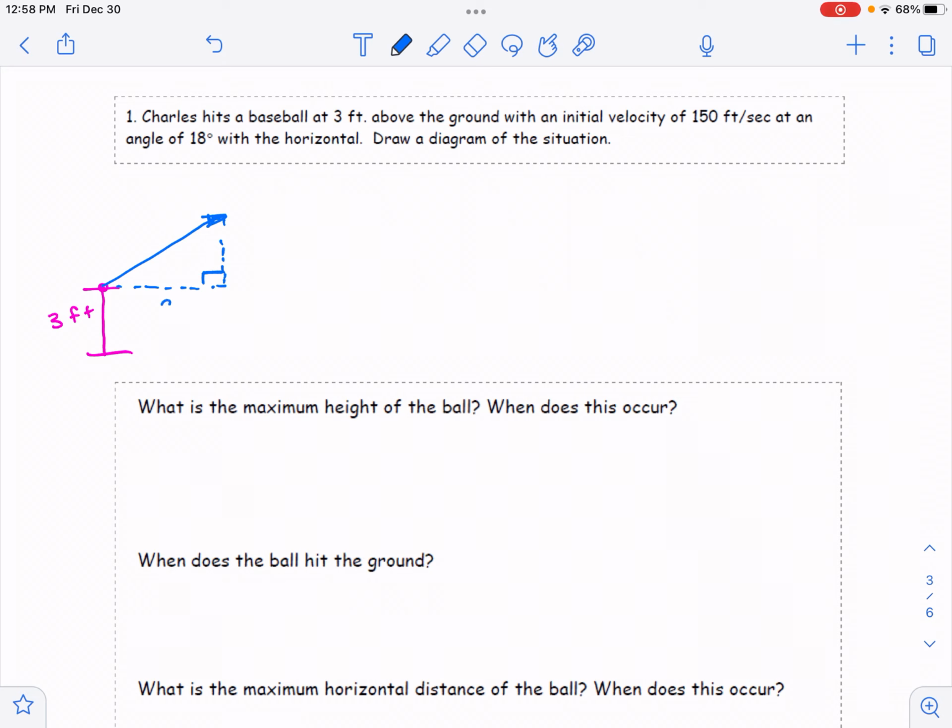Okay, and so that's 18 degrees, and it's being launched at 150 feet per second. Okay, so we've learned in a prior video that using some trig, we know that A is simply the magnitude times cosine of 18 degrees, and B is the magnitude sine of 18 degrees. You should note that those units are going to be the same as the units of the hypotenuse there, so right, this is a velocity vector. So these are velocities, and they're the horizontal and vertical components of our velocity.